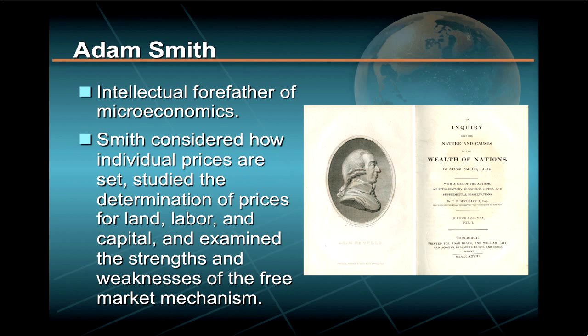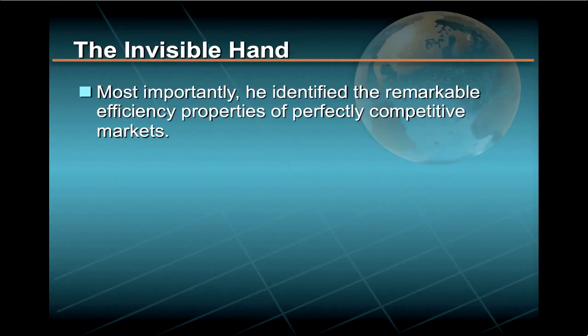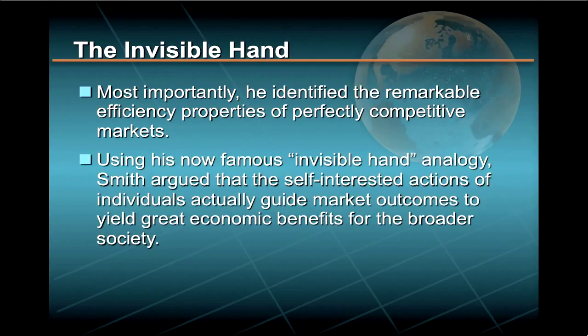In his classic book, The Wealth of Nations, published in 1776, Smith considered how individual prices are set, studied the determination of prices for land, labor, and capital, and examined the strengths and weaknesses of the free market mechanism. Most importantly, he identified the remarkable efficiency properties of perfectly competitive markets. Using his now famous invisible hand analogy, Smith argued that the self-interested actions of individuals actually guide market outcomes to yield great economic benefits for the broader society.